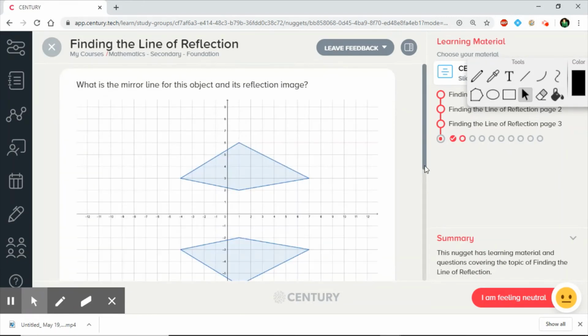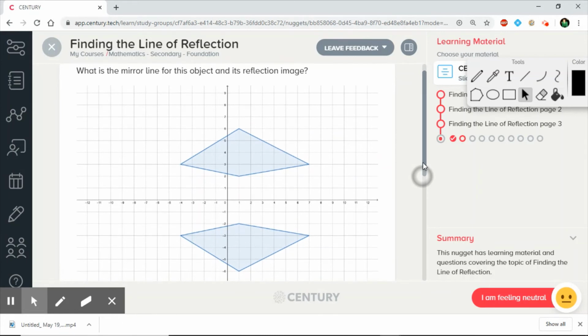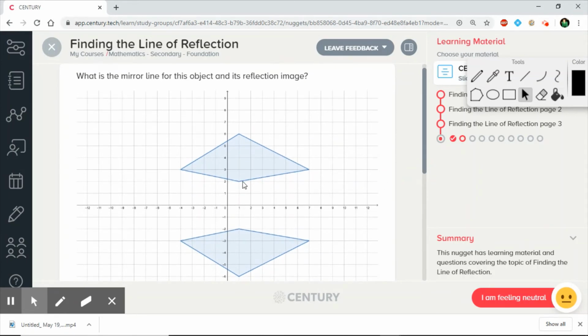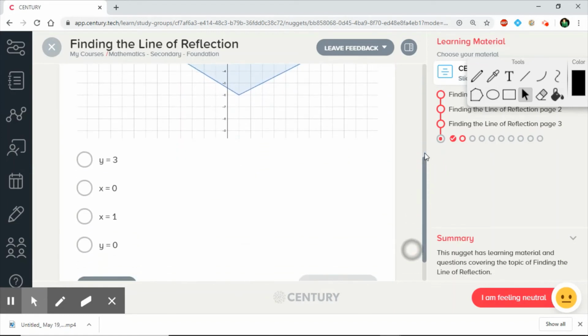Okay, let's have a look at a slightly harder question. So what is the mirror line for this? Again, I'm just going to count this out. We are 1, 2, 3, 4 away. So half of 4 is 2. So it's going to be this line here. And again, we could think of this as the line y equals 0, but it's more commonly known as the x-axis.